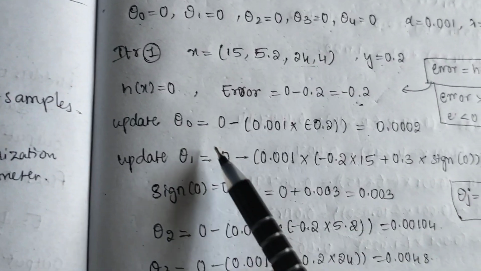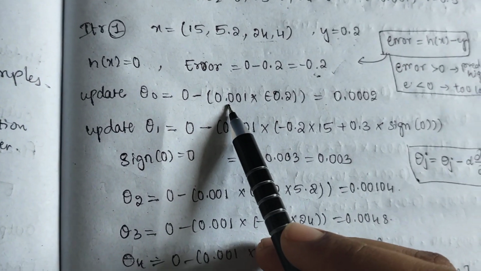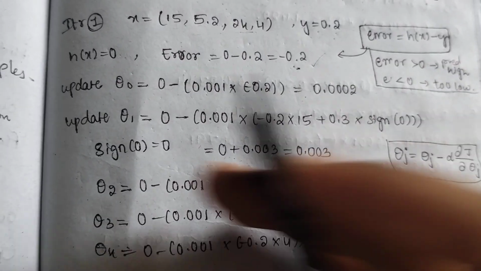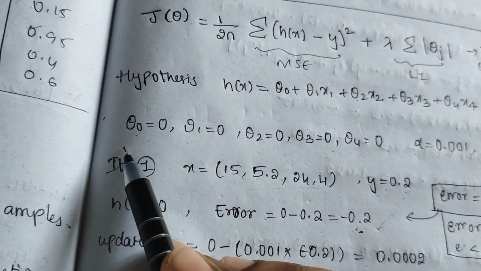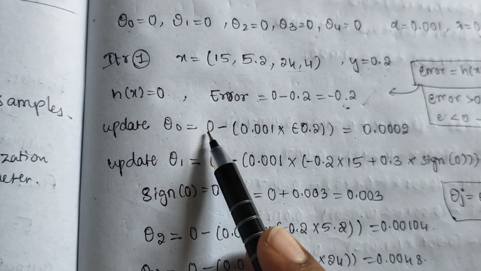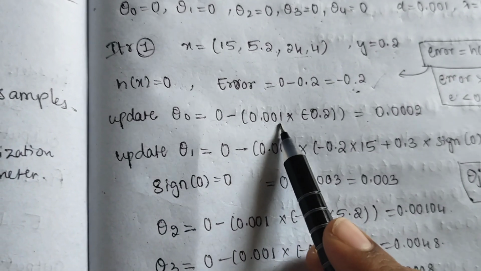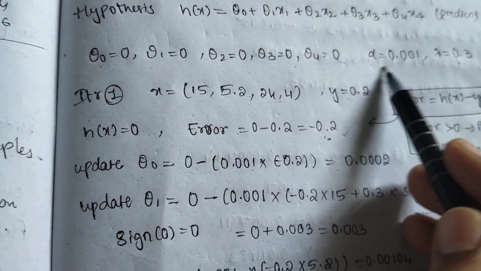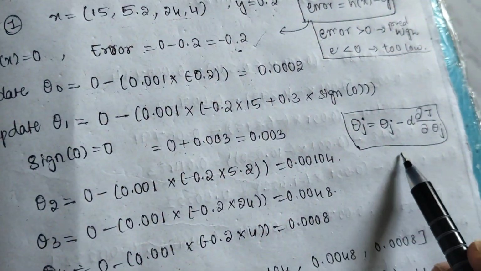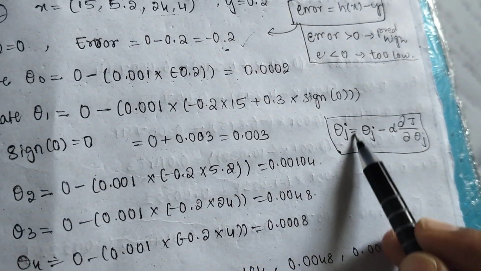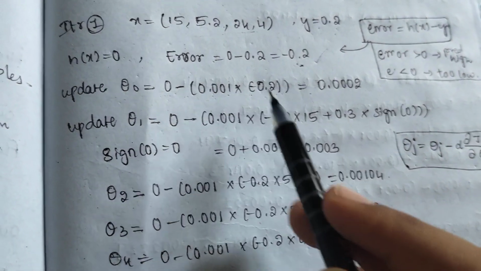Then we'll find the update of theta naught. While updating theta naught, the initial theta naught is 0, as I told you. We want to find the new one. The new one equals the old one minus 0.001, which is our alpha, into negative 0.2, which is our error. For the new updated weights, we'll take this formula as you can see here. So we'll solve it.